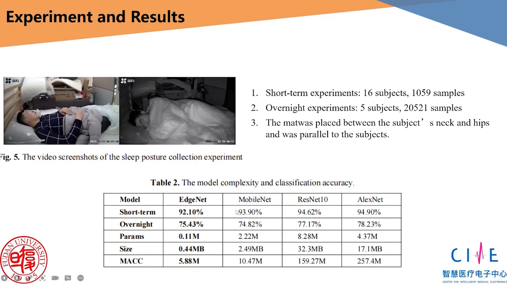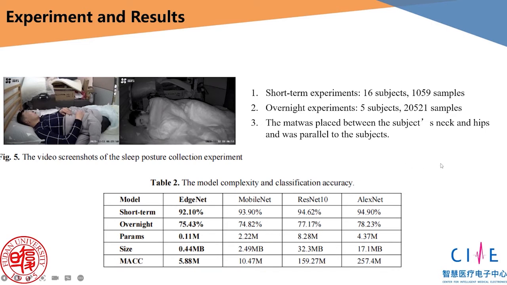To evaluate the feasibility of the system for sleep posture recognition, short-term and overnight experiments were conducted as shown in this figure. 16 subjects were included in the short-term experiments and 5 subjects were included in the overnight experiments. The mat was placed between the subject's neck and hips and was parallel to the subjects. There were a total of 1,059 samples for the short-term experiment and a total of 20,121 samples for the overnight experiments.